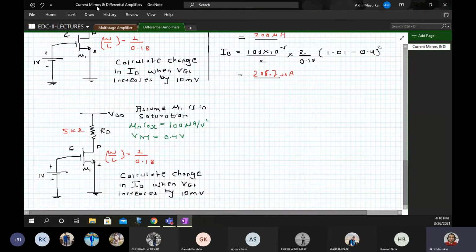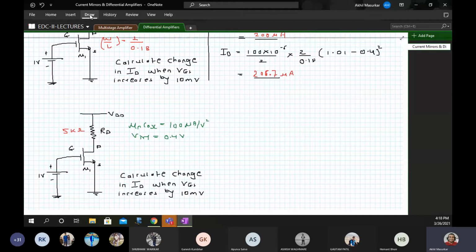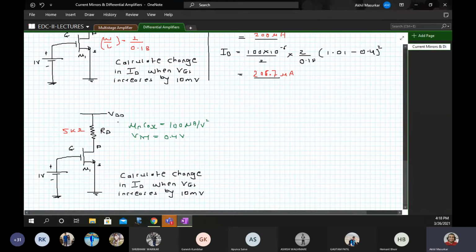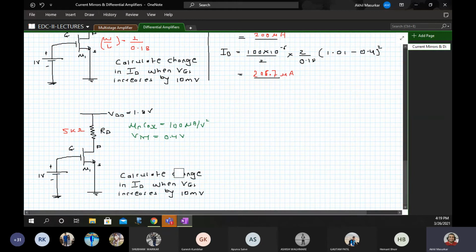Okay. So now what is given here is that it is not given that M1 is in saturation, and the W by L ratio is not given to us. But what is given to us is VDD, which is 1.8 volts.